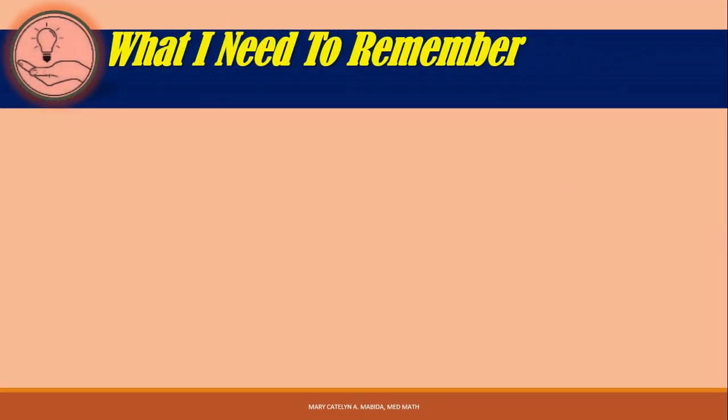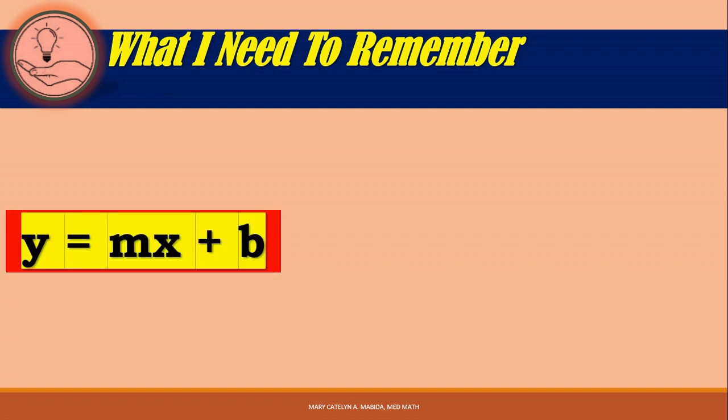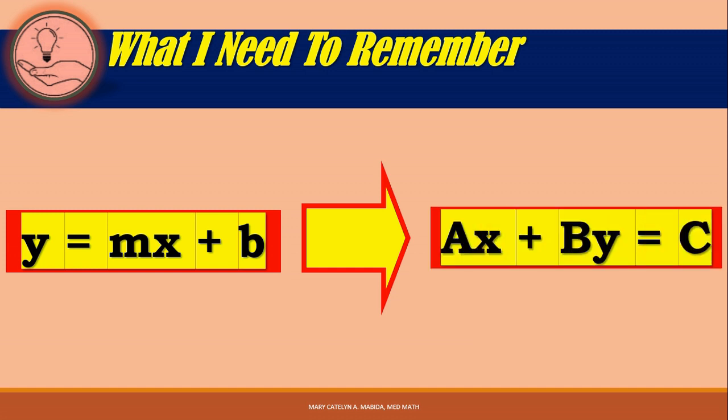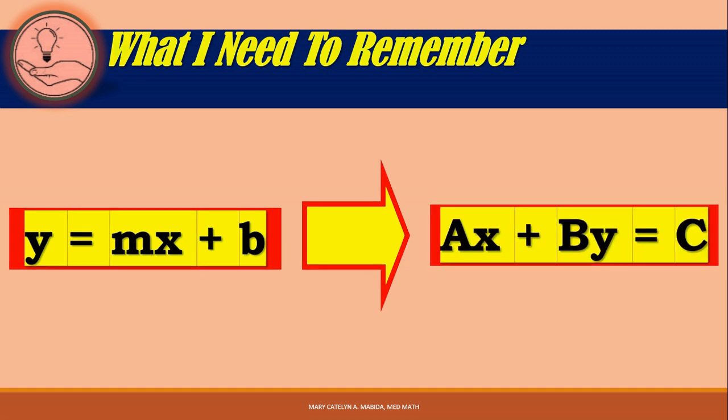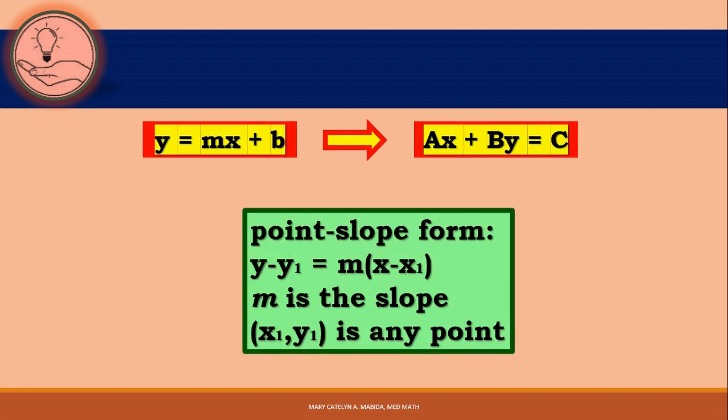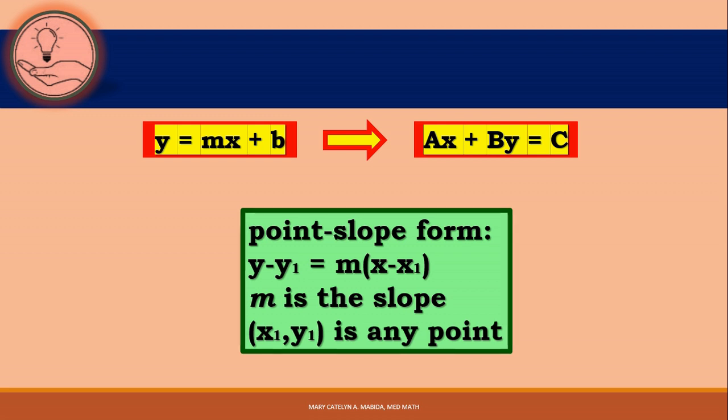Here's what you need to remember. The equation of the line can be determined given the slope and a y-intercept using the slope-intercept form, which is y is equal to mx plus b. And a slope-intercept form can also be written in the standard form, which is ax plus by is equal to c. In finding the equation of the line given any point and a slope, use the point-slope form, which is y minus y sub 1 is equal to m times the quantity of x minus x sub 1, where m is the slope and x sub 1, y sub 1 is any point.